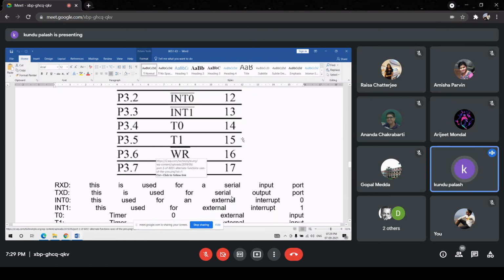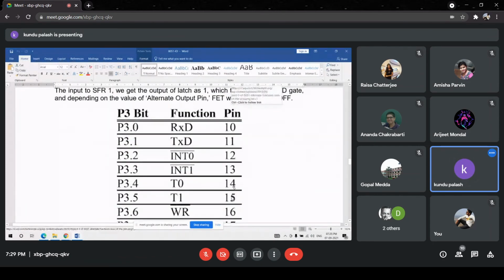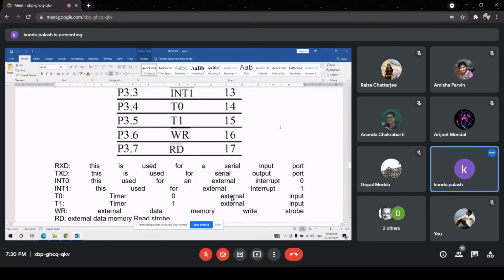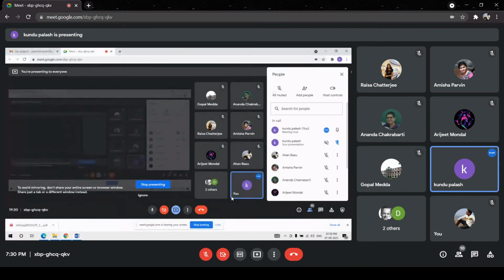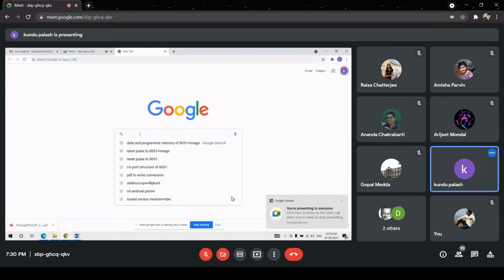3.6 and 3.7 are used as control signal lines for external memory access. One, that is 3.6, is used for write bar, for writing, and 3.7 for reading the data bytes from the external memory, read bar. These are the pin numbers. So port 3 has multifunctional pins. In fact, what is meant by a multifunctional pin? From the pinout diagram, some of the pins have dual functions.